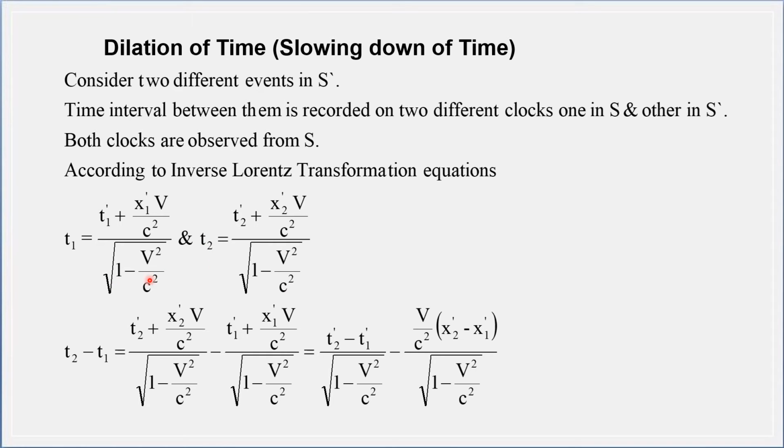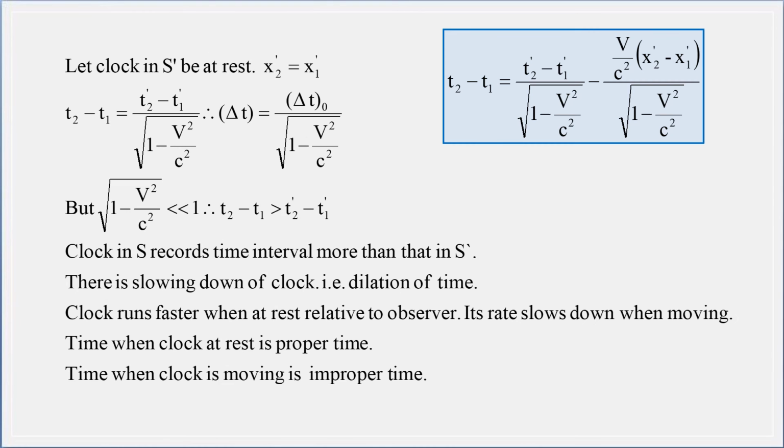Now find the time interval t2 minus t1. When you take the difference between these two equations and simplify, you get t2 minus t1 equals ((t2 dash minus t1 dash) plus v by c square (x2 dash minus x1 dash)) divided by root of 1 minus v square by c square. Now, say that both events take place at the same position, so x1 dash equals x2 dash. So this second term becomes equal to 0.